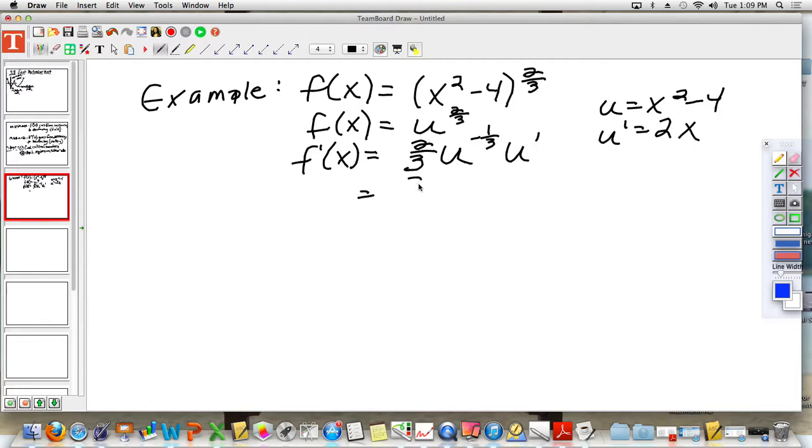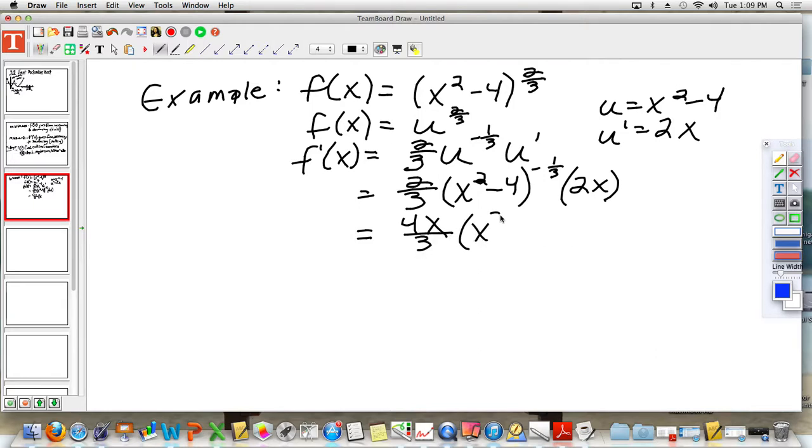So we're going to end up with 2/3. What's u? x squared minus 4, to the negative 1/3 power, times the derivative of u, which is 2x. Let's clean this up a little bit. What's 2/3 times 2x? 4x over 3 times (x squared minus 4) to the negative 1/3.